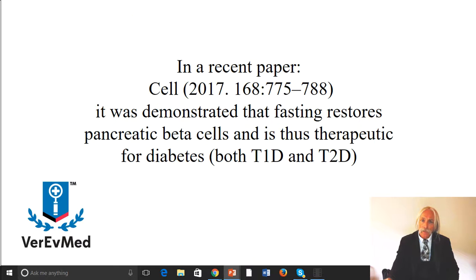Okay. So, a recent paper. Again, we looked at a paper in Molecular Evolution. Here's a paper in Cell, published very recently, actually this month, March of 2017. That paper demonstrates that fasting restores pancreatic beta cells and thus is therapeutic for diabetes, both type 1 and type 2 diabetes. That's what T1D and T2D mean. Now, type 1, remember, is an autoimmune disease, or maybe this is the first time you're hearing that, but it is. And type 2 diabetes is really looming large in the obese population and becoming the predominant type of diabetes.